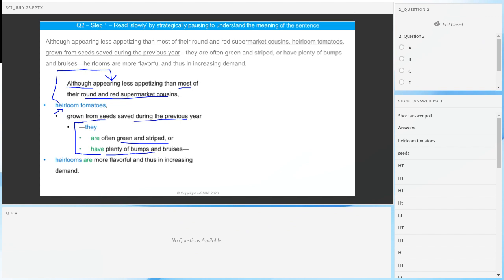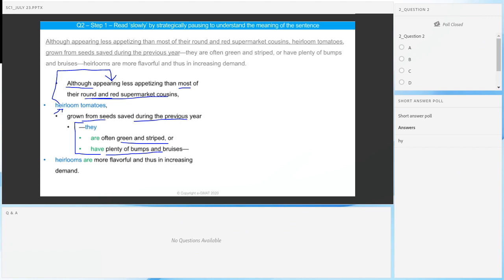Now, let me ask you another question. I'm clearing the poll out here. Listen to my question carefully and then give me the answer. Which piece of information can we connect this description to? They are often green and striped or have plenty of bumps and bruises. Whatever we have read so far, to which part of the sentence can we connect this information?